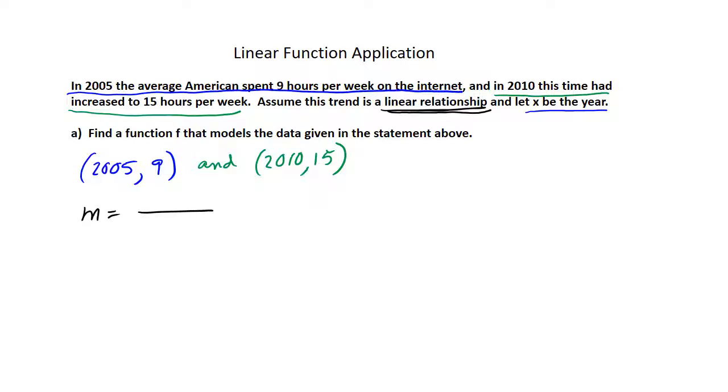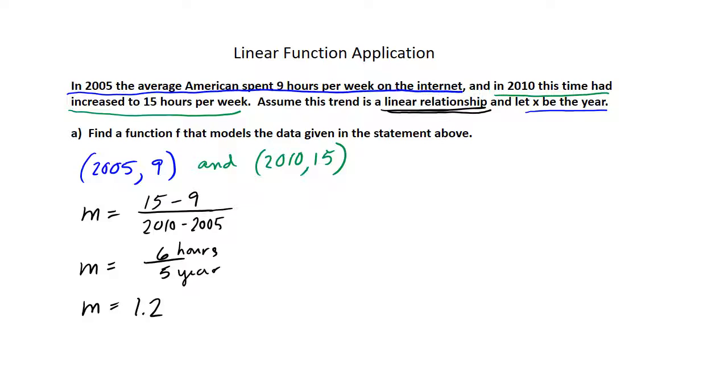Remember, the slope is the change in y over the change in x. So I'm going to start with the second point and go 15 minus 9, and then the x values would be 2010 minus 2005. Simplifying, I get 6 over 5, which we could also simplify because it comes out nicely to 1.2 if you prefer a decimal. To interpret this, think about how the numerator relates to hours of time spent on the internet, and the denominator relates to the time in years.